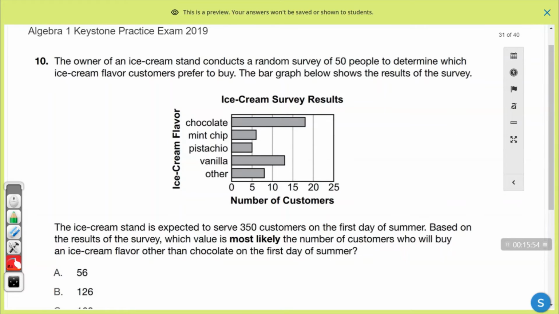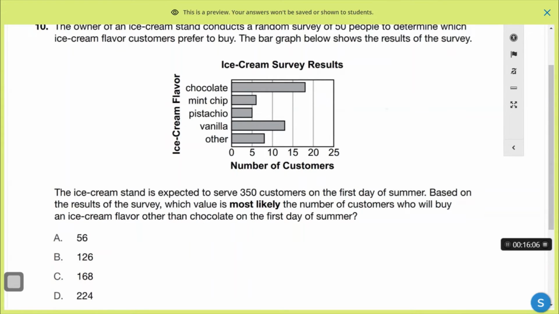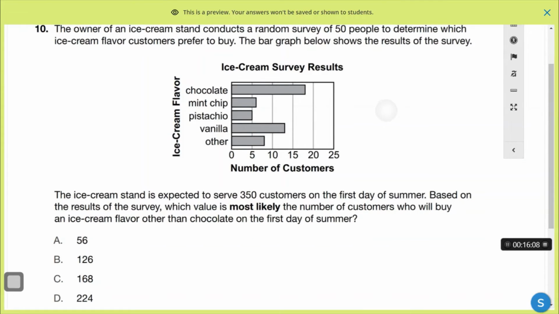Let's take a look at the next question, number 10. The owner of an ice cream stand conducts a random survey of 50 people to determine which ice cream flavor customers prefer to buy. The bar graph below shows the results of the survey. We can just scroll down a little bit there. The ice cream stand is expected to serve 350 customers on the first day of summer. Based on the results of the survey, which value is most likely the number of customers who will buy an ice cream flavor other than chocolate on the first day of summer?